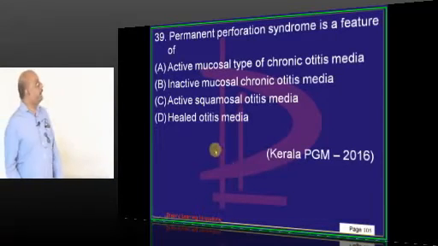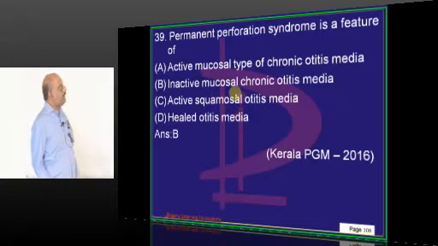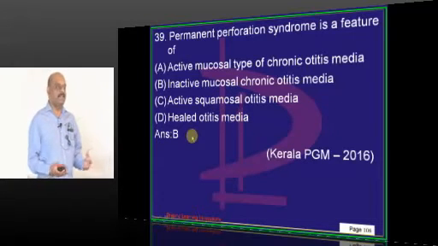Then, permanent perforation syndrome is a feature of, once more, he repeated the same question. He is very obsessive examiner. Ek question do martabe puche.